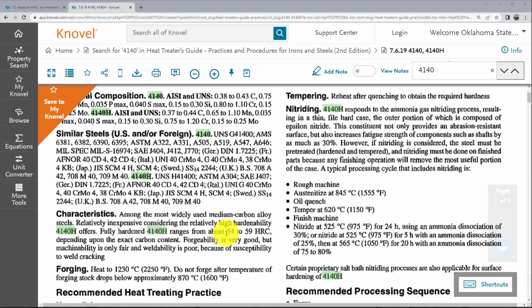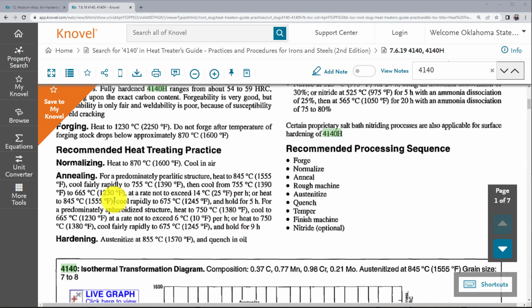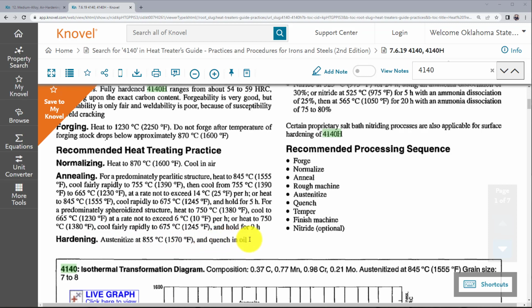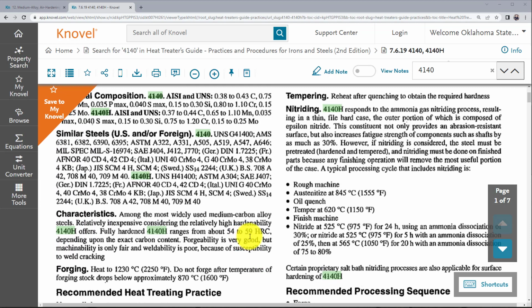Fully hardened 4140, you're talking Rockwells of anywhere from 54 to 49. That's pretty hard. That's pretty good stuff. Now, that's not going to be as good as what we're going to see in our tool steels, the A series. This is the alloy steel. It does talk about how to anneal it and how to harden it. So we're going to austenize it. That's above the upper critical temperature. And it says right here to quench in oil. So we'll discover if that's good advice or not in this lab, and you can reflect on that.